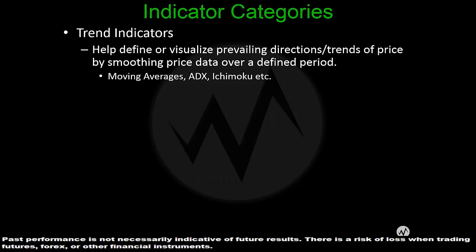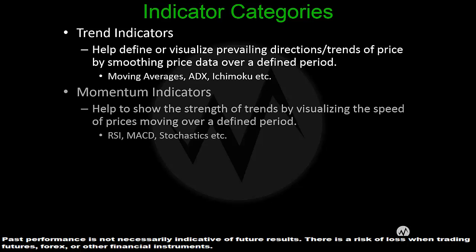So we have our trend indicators, like we discussed a little earlier on. These indicators help define or visualize the direction or trends of price, and it smooths the prices over a defined period. It could be different look-back periods, that sort of thing. Some examples are moving averages, the ADX, Ichimoku. We'll show some pictures of that. We'll touch on it just briefly, but won't go too in depth.